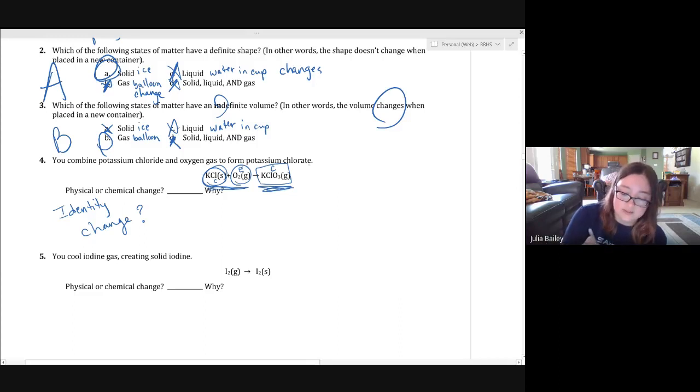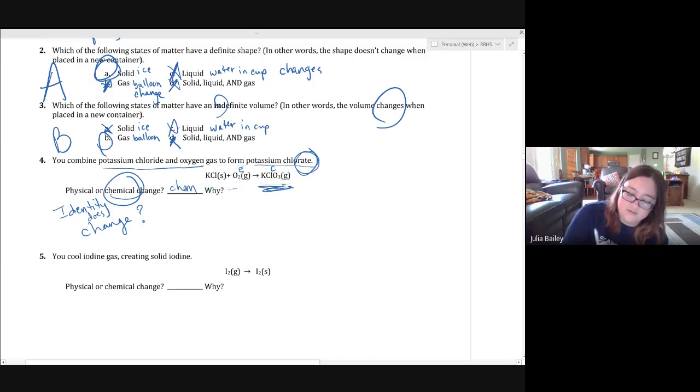First of all, you can tell because they have different names. This says potassium chloride and oxygen, and this says potassium chlorate. That's a different word because that's a different thing. Plus, you can just look at it, KCl and separately the element O2. That's not the same thing as this compound KClO3. So the identity does change, which makes this a chemical change.